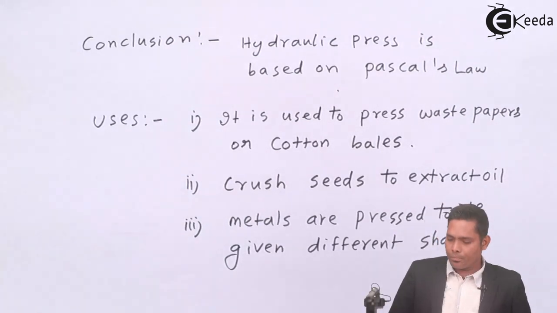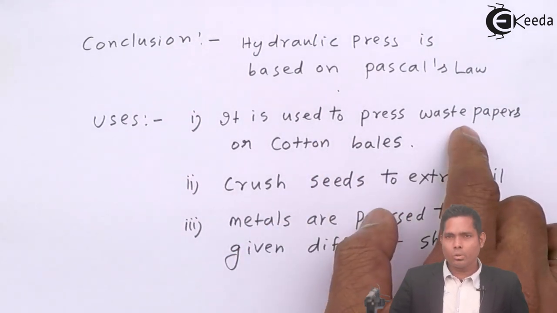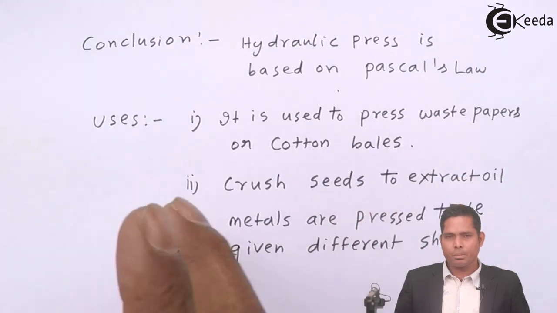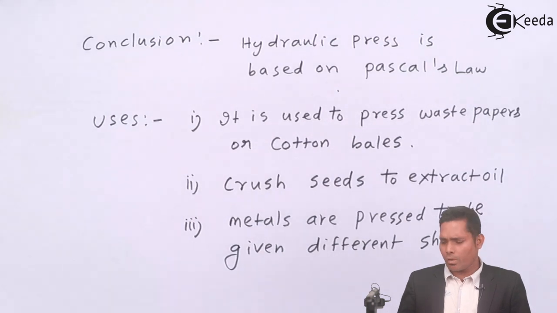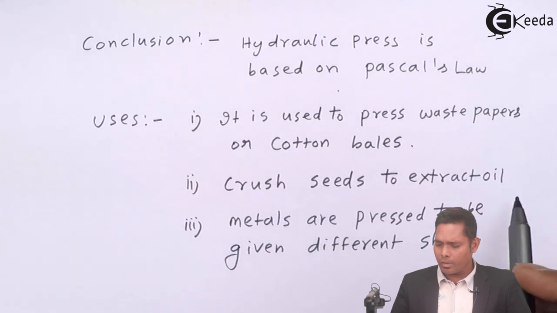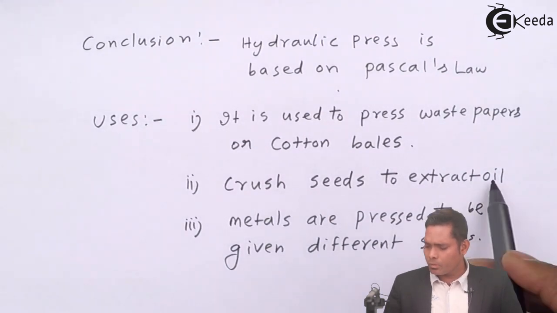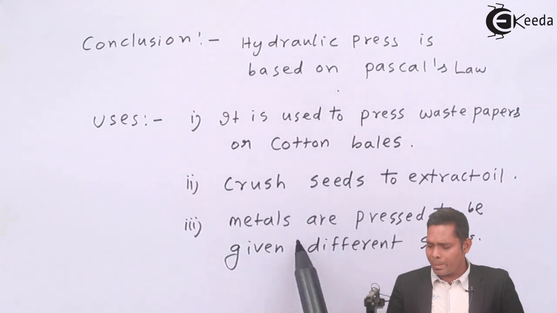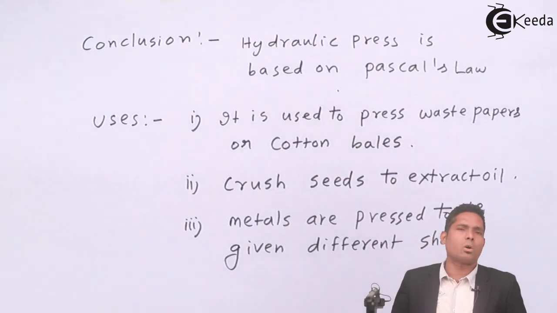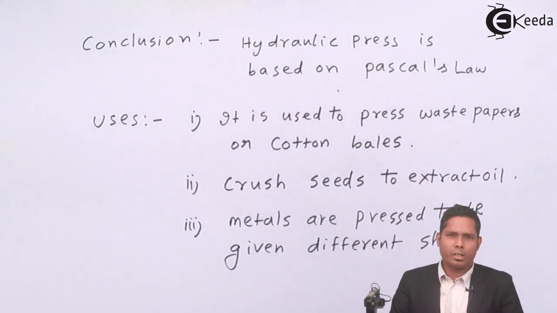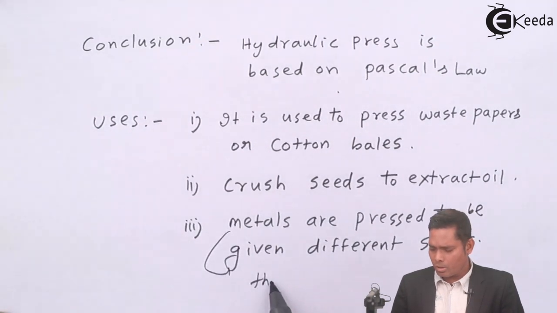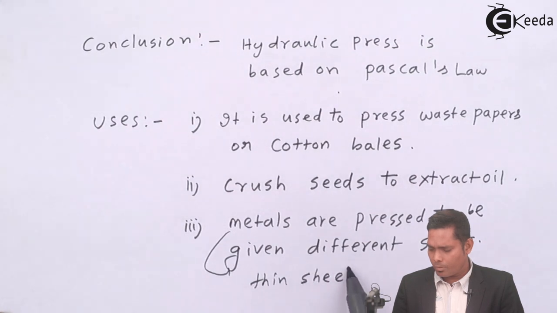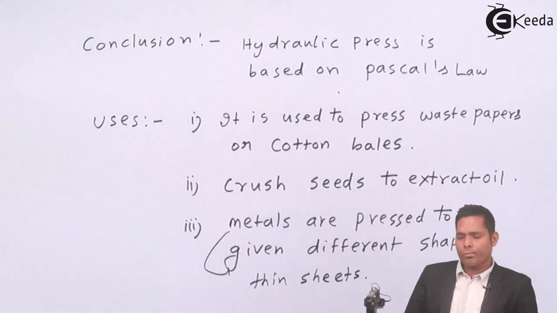So it is used, as I told you, to press waste paper or cotton bales. It is used to crush seeds to extract oils, because when seeds are broken and crushed, then oils can be obtained from those seeds. Metals are pressed to be given different shapes, for example, tin sheets can be made. So these are the uses of a hydraulic press.